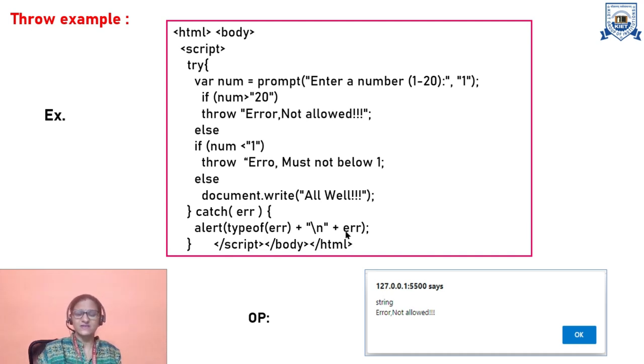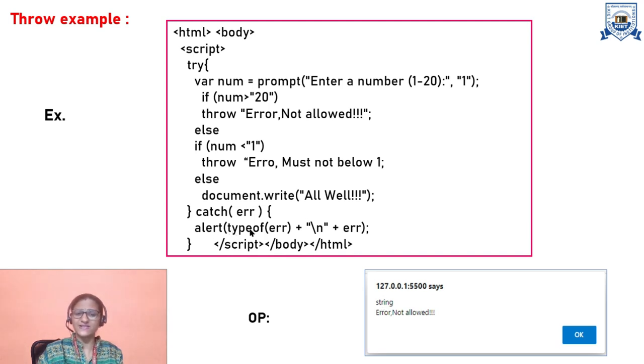In this case, if we provide another value, I have provided 1 to 20, then it's okay. It will give all well. And if we provide anything beyond 20, greater than 20, or other than 1 to 20, it will display what type of message, that it is a string type.